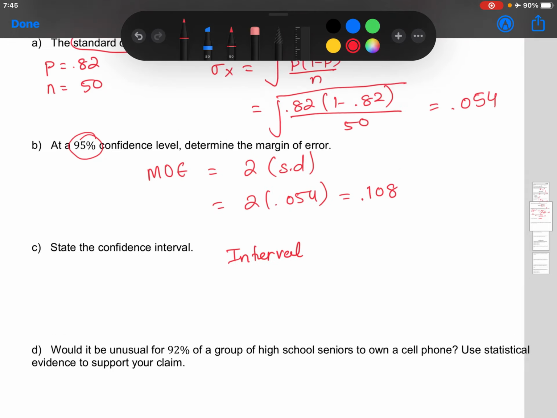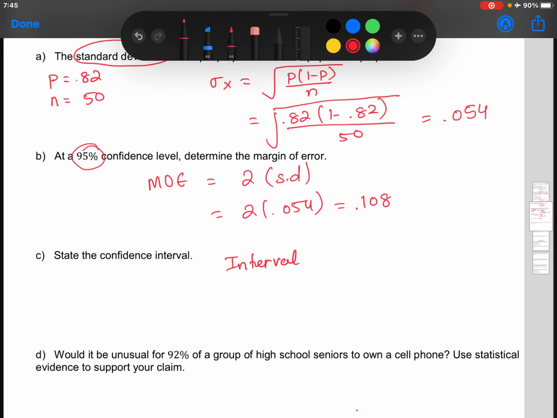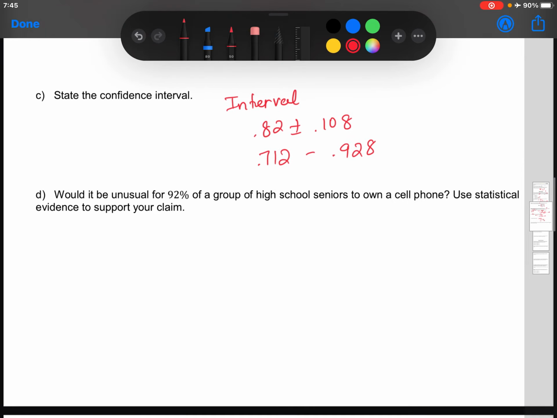You do your mean plus and minus your margin of error. What's the mean here? It's 0.82, that's the proportion. So 0.82 plus and minus your margin of error, which is 0.108. Now subtract 0.82 minus 0.108, you get 0.712, and if you add these you get 0.928. So your interval is in this range. Remember, these are decimals. If I convert them to percentages, it's between 71% and approximately 93%.